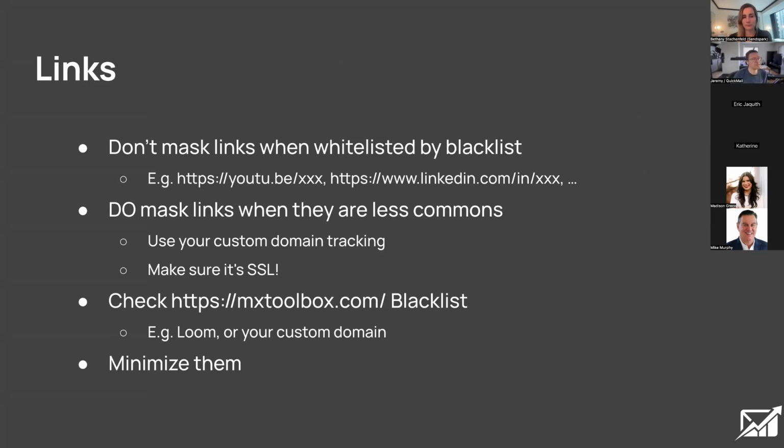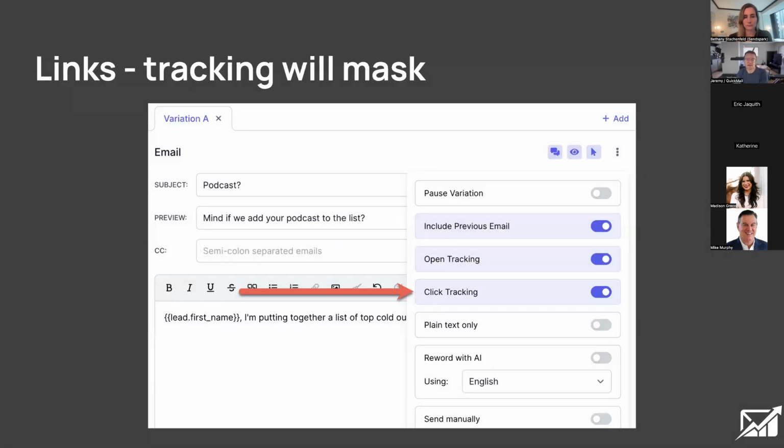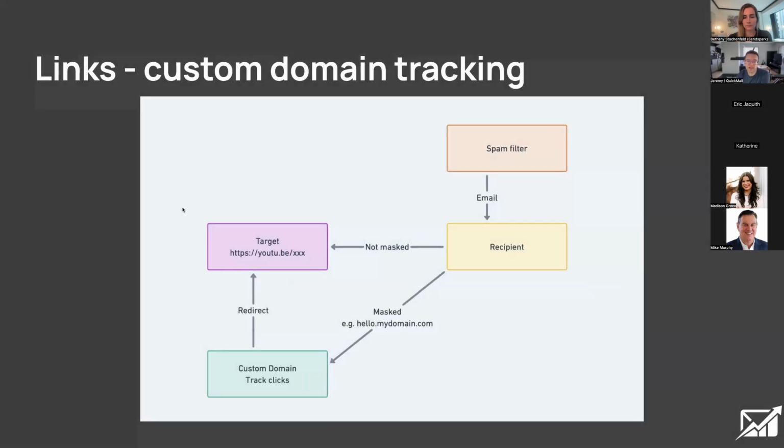Okay. I think that's it. So this is how you enable click tracking in QuickMail. Again, you can do it per variation, so you could try one with and one without. So that's helpful.